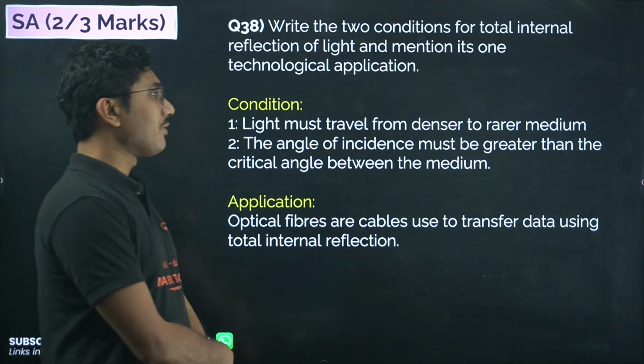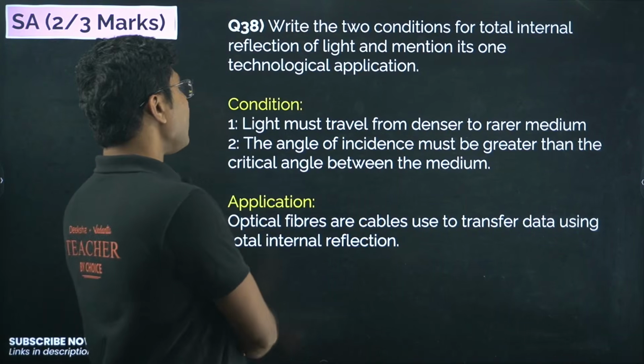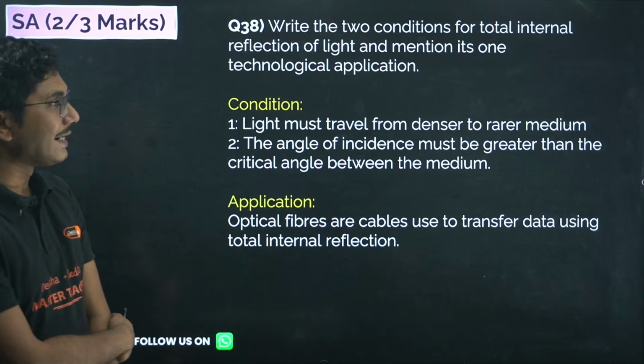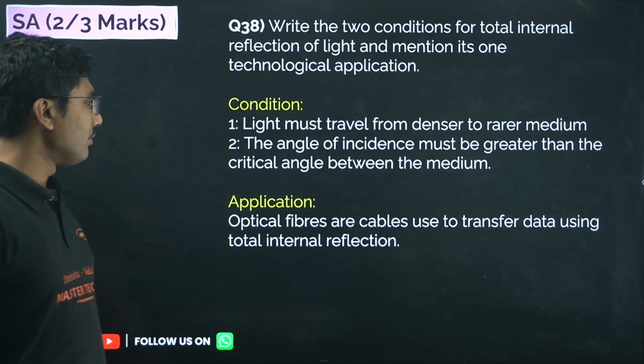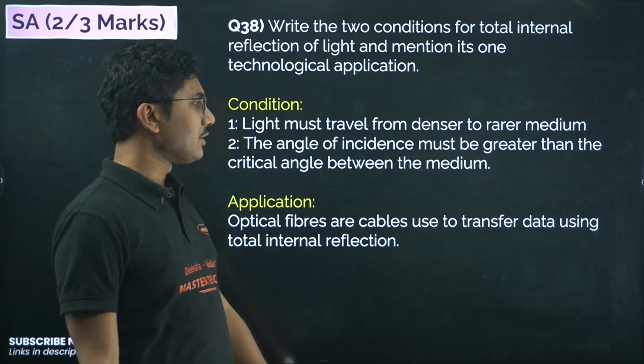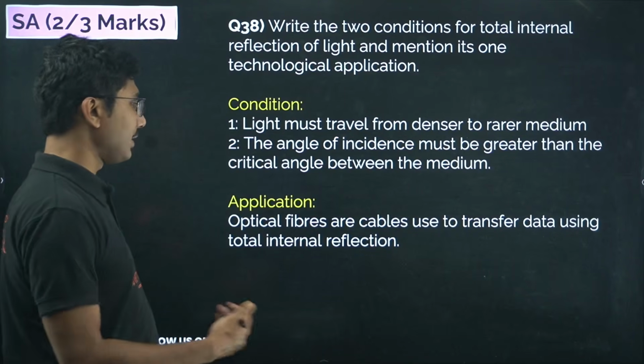So light must travel from denser to rarer medium. The angle of incidence must be greater than the critical angle between the media. Okay, obviously well known. Optical fibers are cables used to transfer data using total internal reflection.